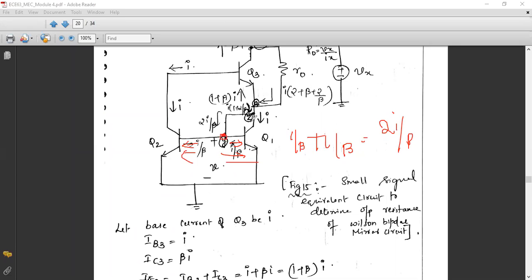What is node Z? Node Z is nothing but the collector terminal of Q1, or you can say it is the emitter terminal of Q3. Why? Because the emitter and collector of the two transistors are short circuited. So now you can draw this current. You can mark this current flow, which is equal to 2I by beta, the sum of the two base currents of Q2 and Q1.